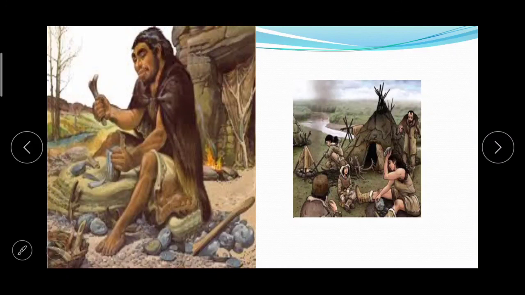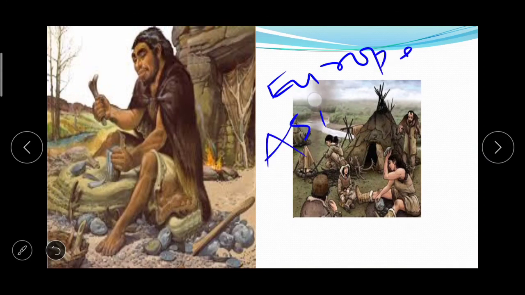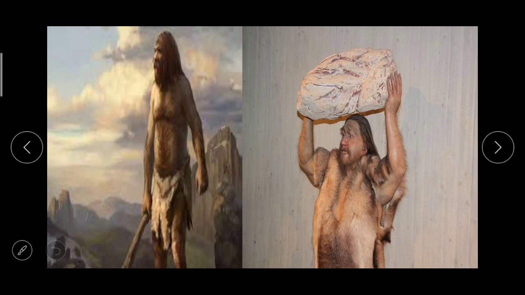In the course of time, some groups of Neanderthals left Africa and migrated up to the continent of Europe and Asia. ग्रुप में रहने लगे थे तो वो ग्रुप अलग अलग जगहों पे जाने लगे. So naturally they had to face different environments. They had to adopt new ways of living and finding food.